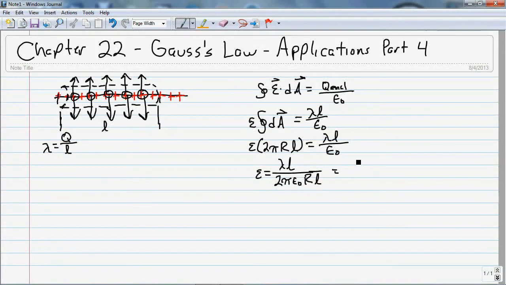The L's will cancel, and I'm left with lambda divided by the quantity 2 pi epsilon naught times r. This is what we found in chapter 21 for the electric field due to a line charge, and this was much easier.